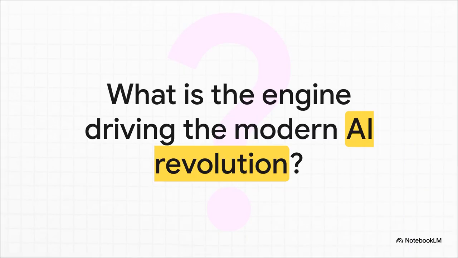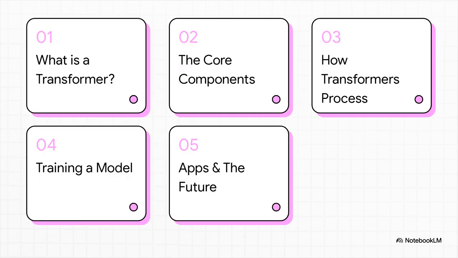architecture. So, what's really the engine behind this whole AI revolution? It all comes down to a single, pretty groundbreaking idea called the transformer. We're going to break down exactly what it is and how it powers the AI you're probably using every single day. Let's dive in. All right, here's our game plan.